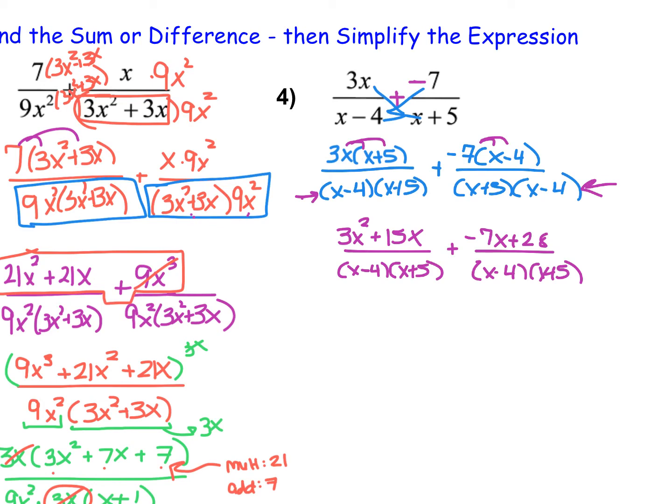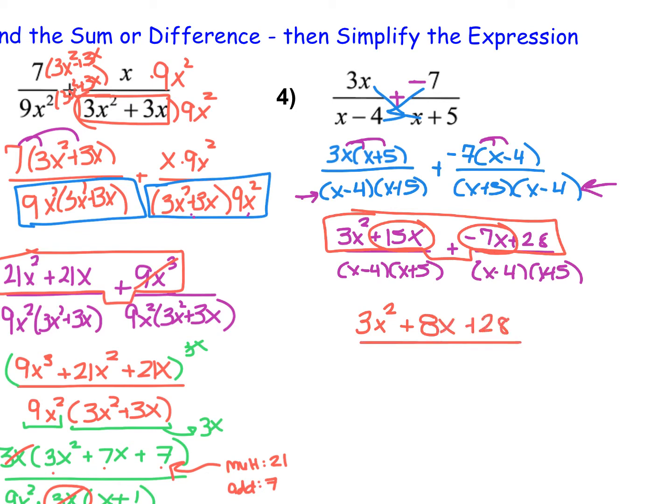So now I'm ready to add my numerators together, and as I do this, I'm going to write them in descending order, so highest power first, and then combine any like terms that I see. So I notice that the highest power is 3x squared. I then notice that I have a 15x and a -7x that can be combined together to be plus 8x, and then I have a plus 28 off to the side.